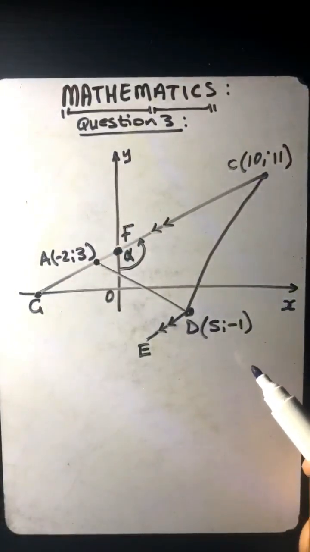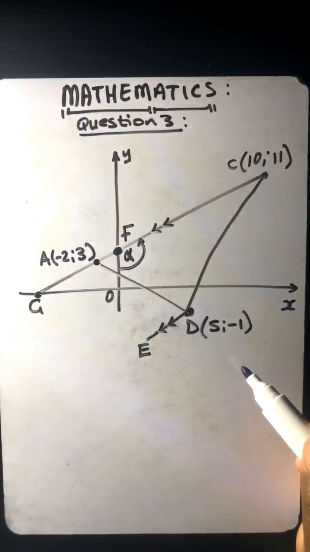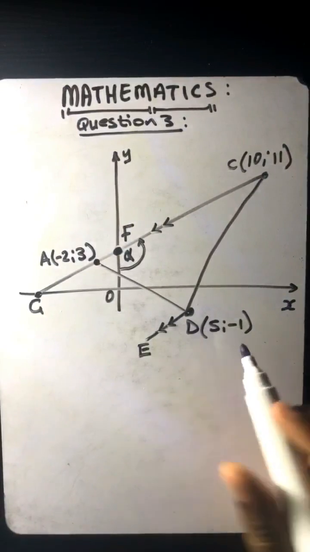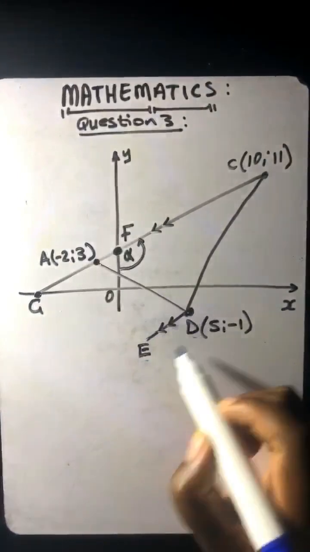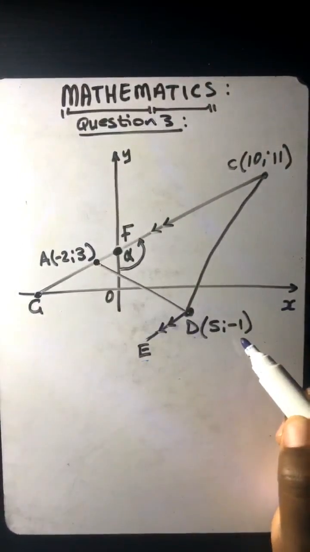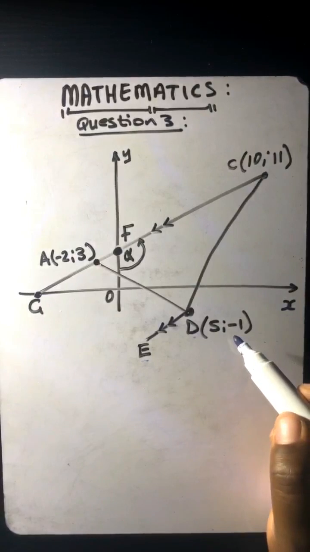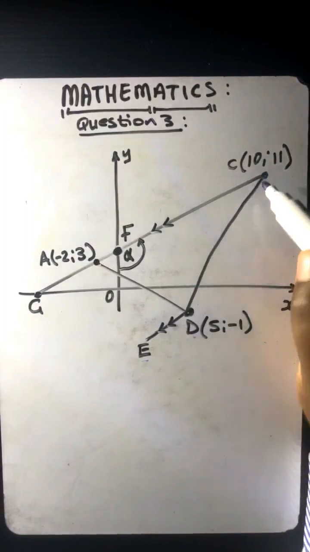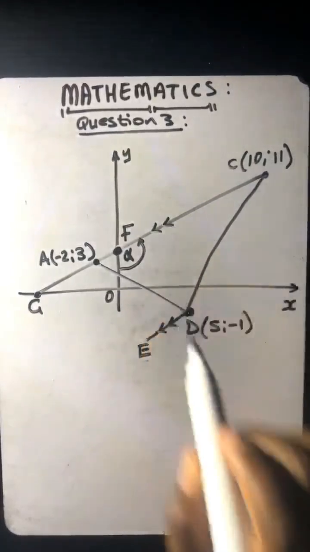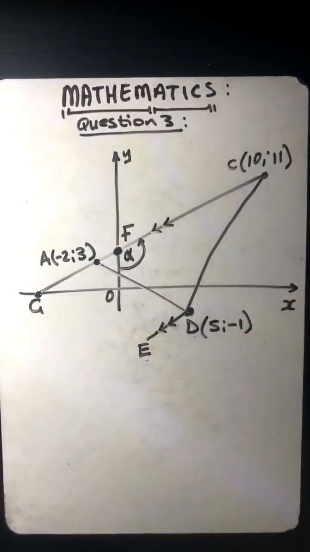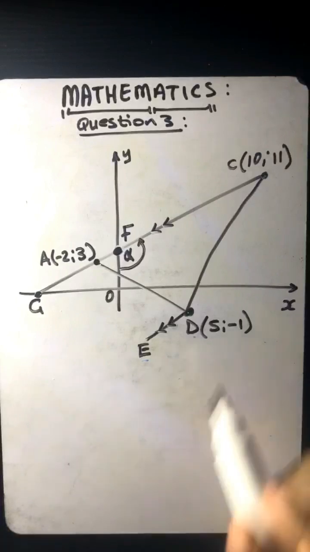Okay, let's now continue. The straight line DE, where's D, oh, there is D, there is E. So this straight line DE is drawn parallel to CA. Where is C? There is C. Where is A? There is A. Okay, now it makes sense. You can also see that those two lines are parallel. Remember, parallel lines have equal gradients.